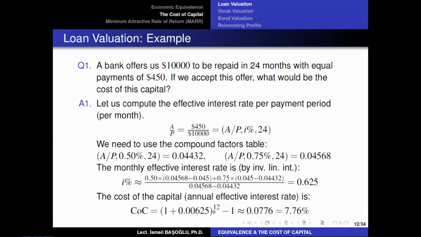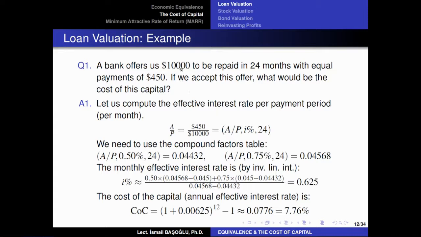And then we are just going to take the power of 12. So we are going to multiply this monthly compounding factor with itself 12 times. That is just going to give us the compounding factor for a year. If you subtract 1 from that, you will get the annual effective interest rate as a decimal. By multiplying it with 100, you would convert it to a percentage interest rate. So 7.76% is the cost of the capital of this loan.